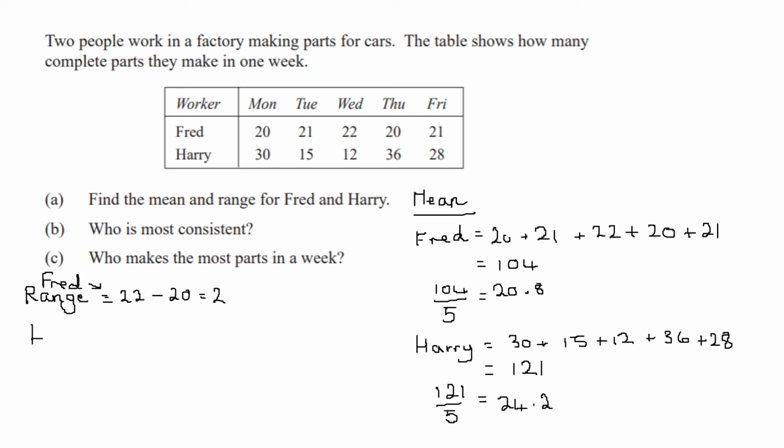Okay, and then if we look at Harry, the most that Harry makes in 1 day is 36, and the fewest he makes is 12. So Harry's range is 24. Question B is asking us who is most consistent.